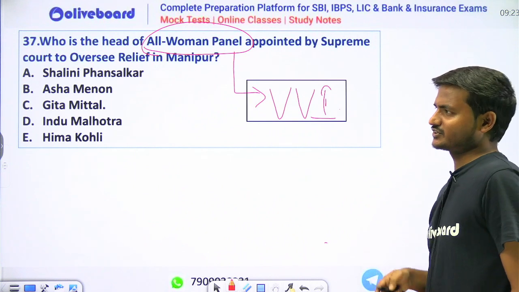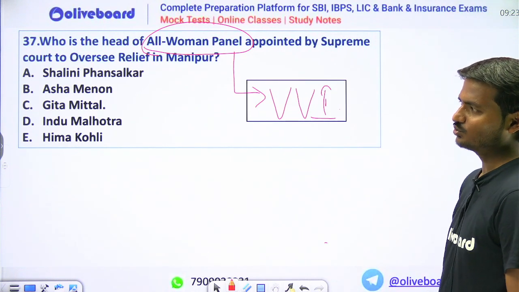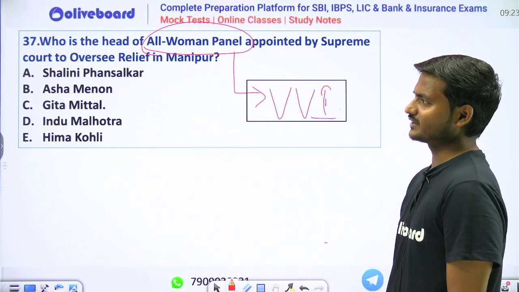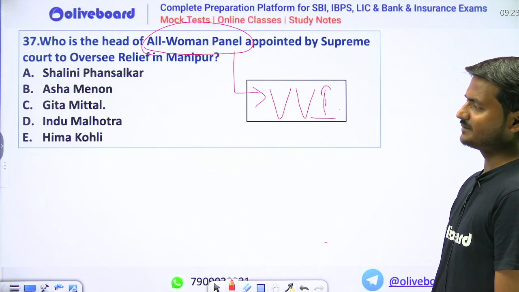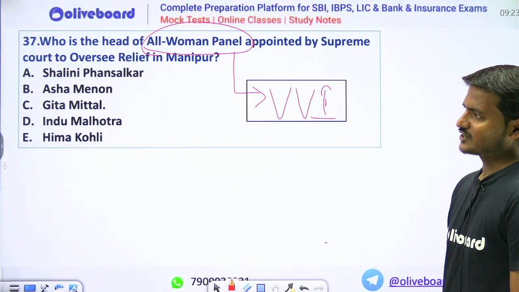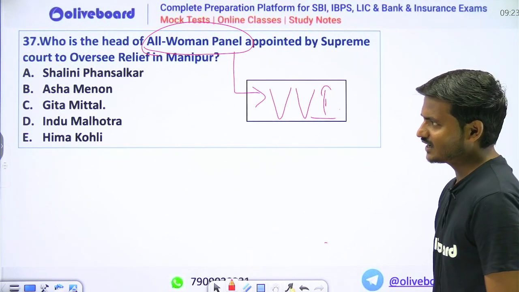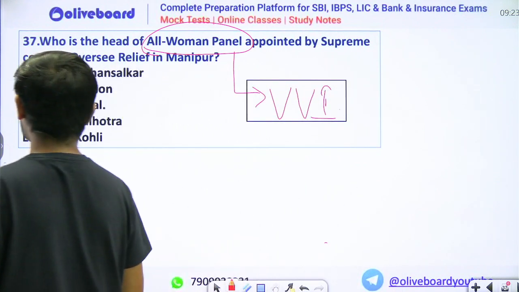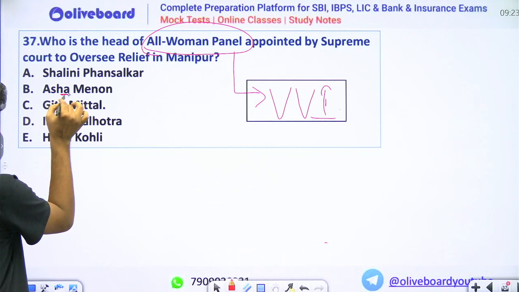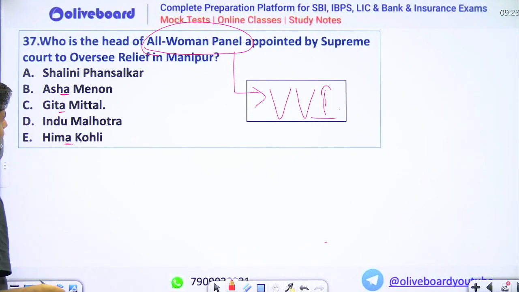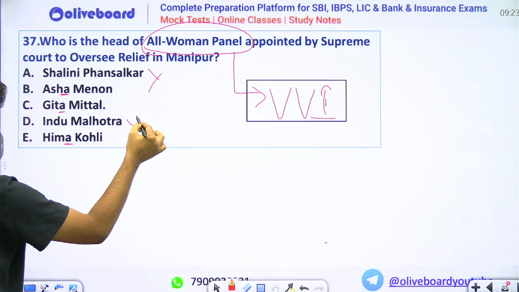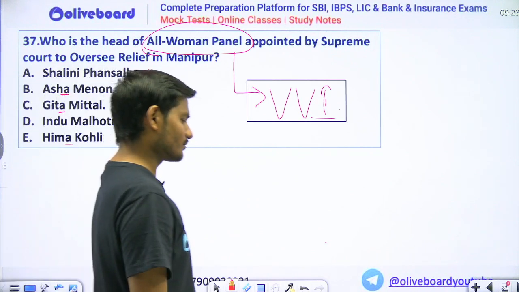Now the options are Shalini, Asha, Geeta, Indu and Hima: Shalini Phansalkar, Asha Menon, Geeta Mittal, Indu Malhotra and Hima Kohli. Now see, Asha, Geeta and Hima are ending with similar words, with an A. So obviously the answer is not A, it is not D, it is from among B, C and E.